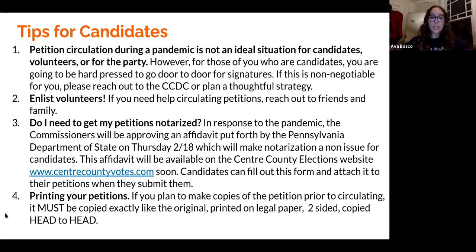If you are printing petitions, you want to be really careful about how you do that. So you want to make sure that they're copied exactly as their original. They must be printed on legal paper. They must be two-sided, copied head to head.